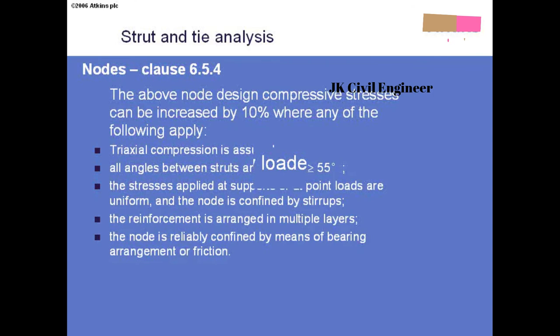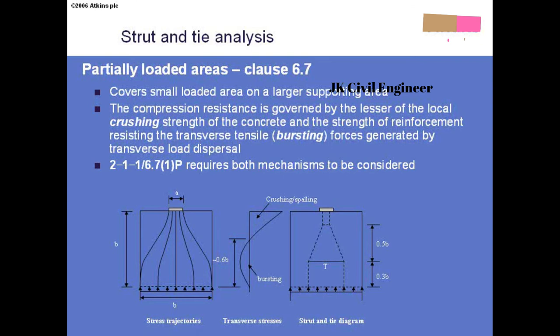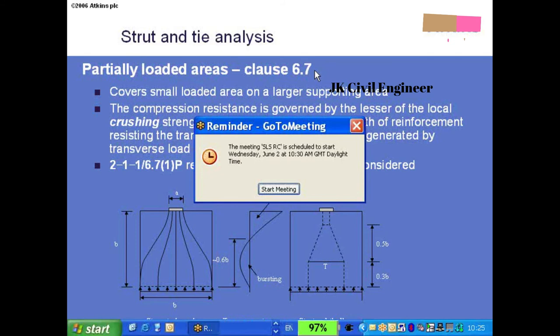Okay, the last thing I want to talk about before quickly doing the example is the partially loaded areas. This is basically a special case of strut and tie. So you'll see this same diagram again of something that looks like a bursting area. But this is really intended where the dimension of the load is smaller than the supporting area in both dimensions. So in the transverse direction that we're looking at on the screen, but also in a direction into the screen as well. So there's going to be concrete all the way around, not just in one plane.